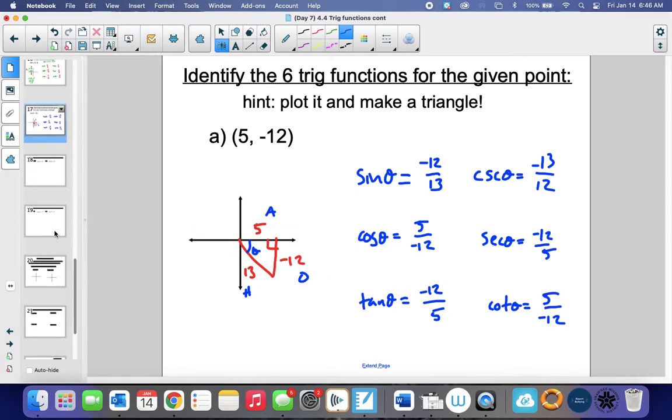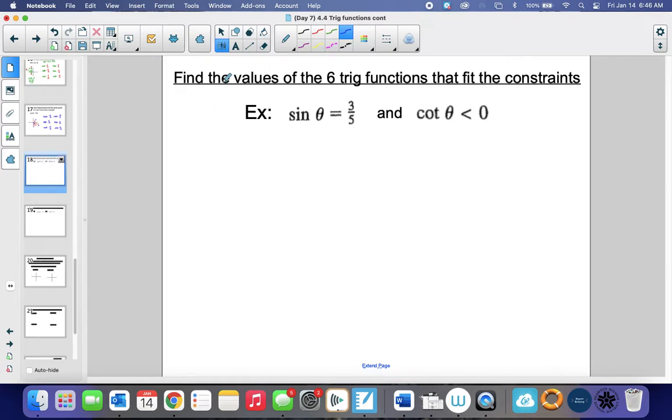All right, hopefully that makes sense. Next type. This is find the values of the 6 trig functions that fit the constraints. Okay, so the constraints are a little bit different. Something I want you to notice. Here, it's telling you sine is a positive number. So this one's positive. And this is saying cotangent is less than 0, so it's saying cotangent is negative.